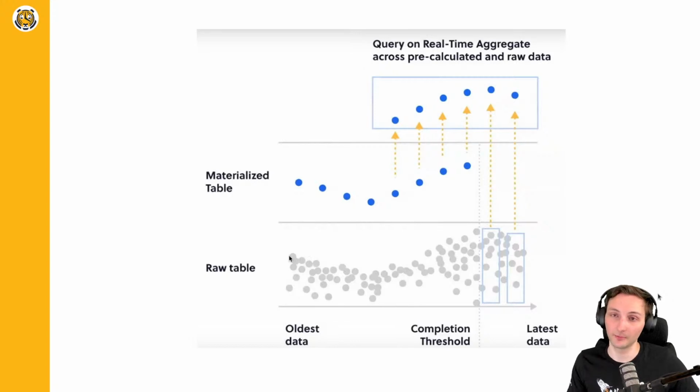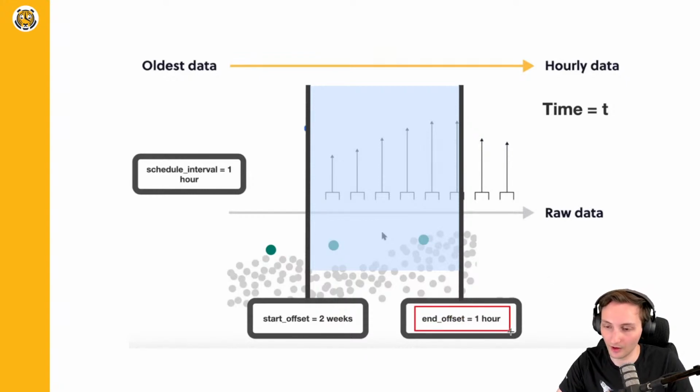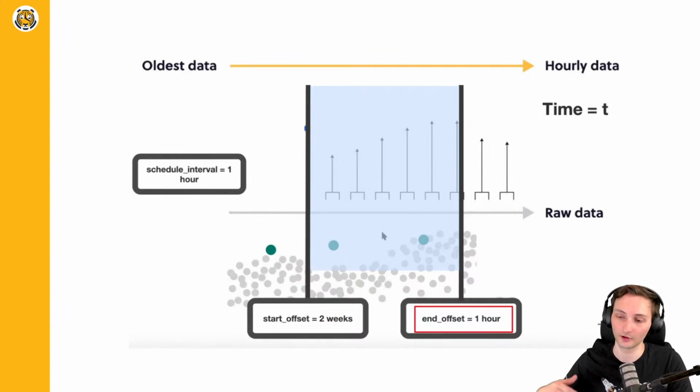And I mentioned real-time aggregates before. What real-time aggregates do, basically, because if you go back here, as you can see, there is a 1 hour difference. So when the continuous aggregates get refreshed, there is an hour where you might have incoming data which is not yet in the continuous aggregate. And if you query the continuous aggregate, normally you would miss what hasn't been materialized yet.